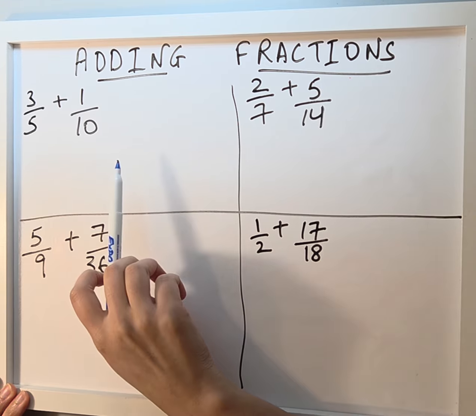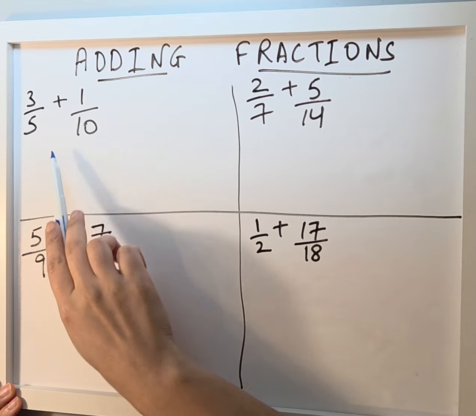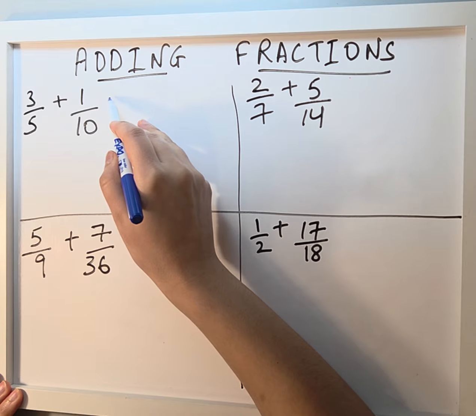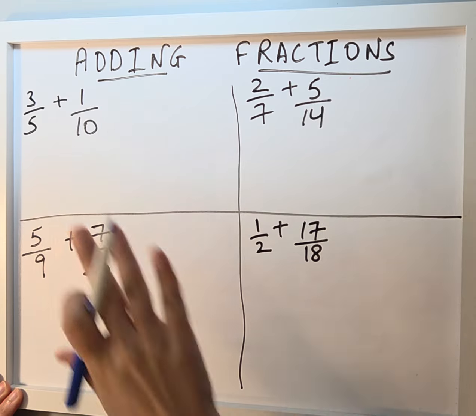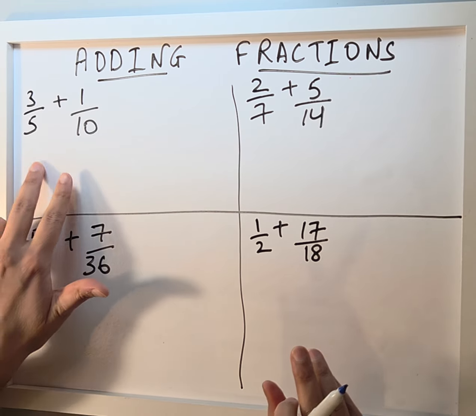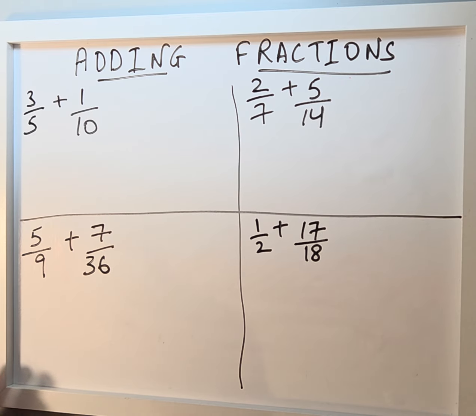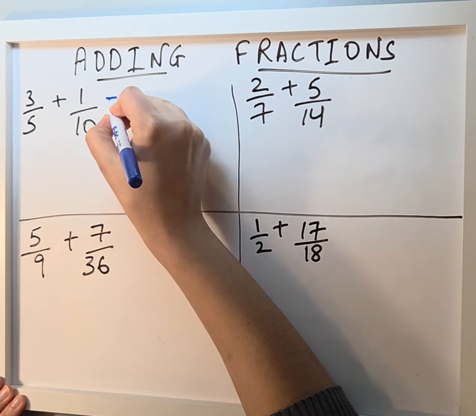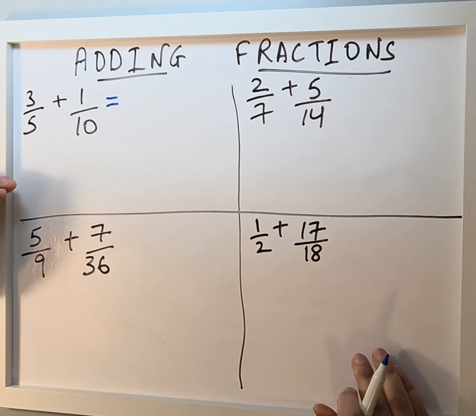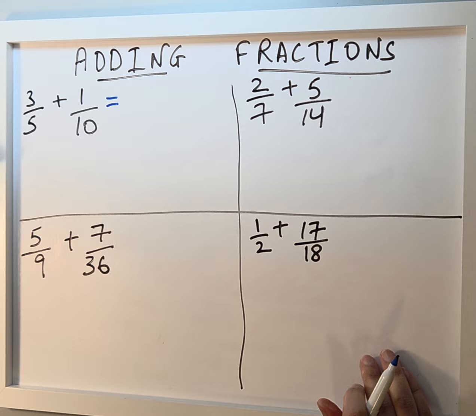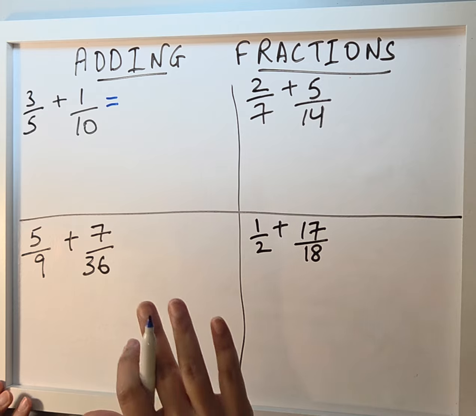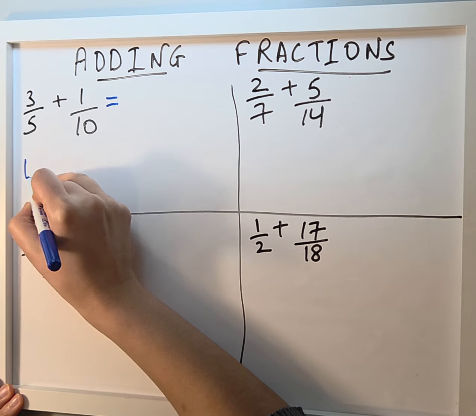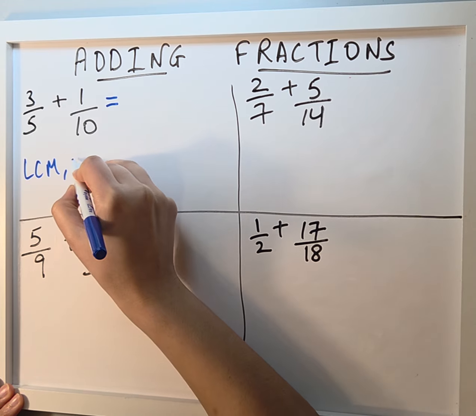The first one here is 3 by 5 plus 1 by 10. Now we need to make the denominators the same. If you want to know more about why we need to make the denominators the same, please check out the previous video. We've talked about it in detail, the reasoning and the logic behind making the denominators same. So for this, first of all, we need to find the LCM of 5 and 10.